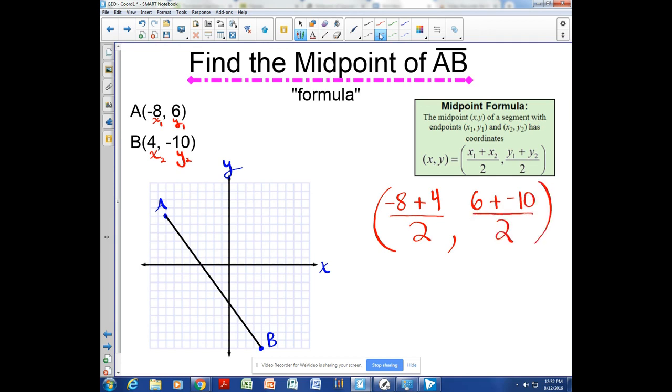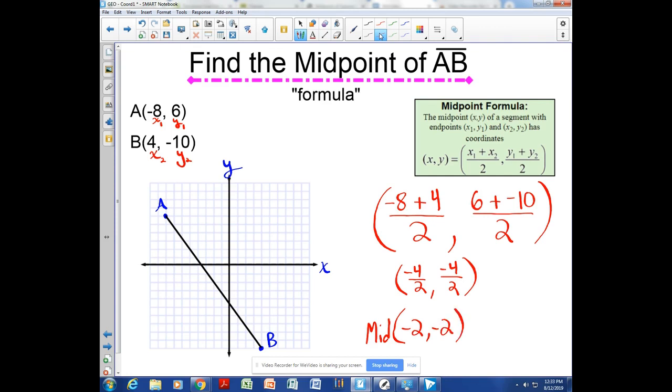I'm now going to work down. Negative 8 plus 4 is negative 4 divided by 2. And 6 plus negative 10 is also negative 4 divided by 2. Look at that. And finally, our midpoint will be negative 4 divided by 2, which is negative 2. Negative 4 divided by 2, which is also negative 2.